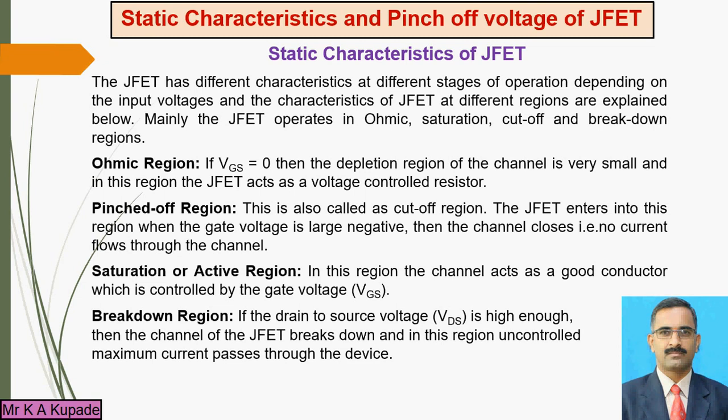See here how it is explained. If VGS is equal to 0, then the depletion region of the channel is very small, and in this region the JFET acts as a voltage controlled resistor. That means VGS is equal to 0, but you are applying VDS, and due to the change in VDS, whatever current flows or whatever resistance changes is called the voltage controlled resistance.